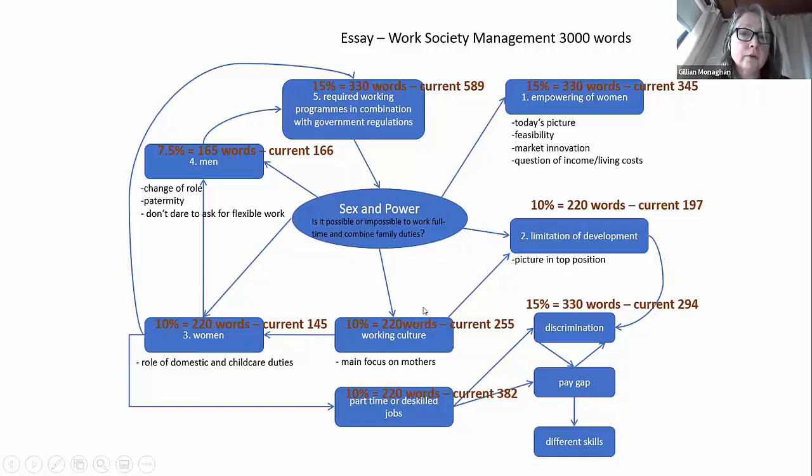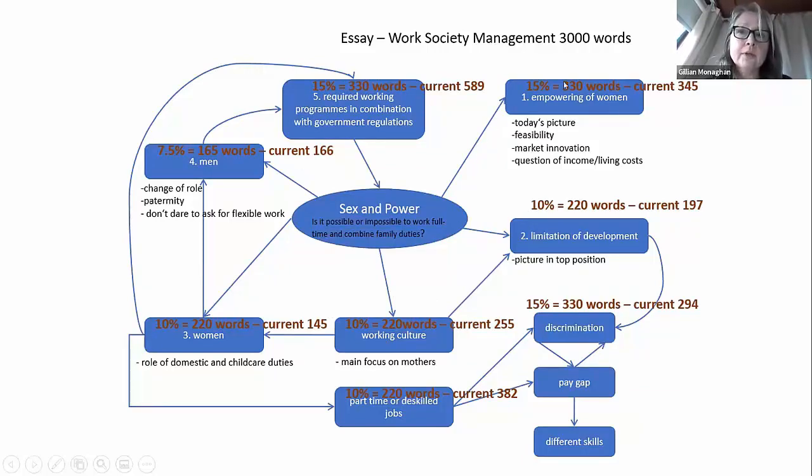Working culture. Is there a focus on mothers? What about men? Is their role changing? Is paternity leave and paternity responsibilities, both socially and legally, changing? Okay, what's the legislation then? So again, ideas, arrows, creating a map around this subject and this topic, but thinking widely.